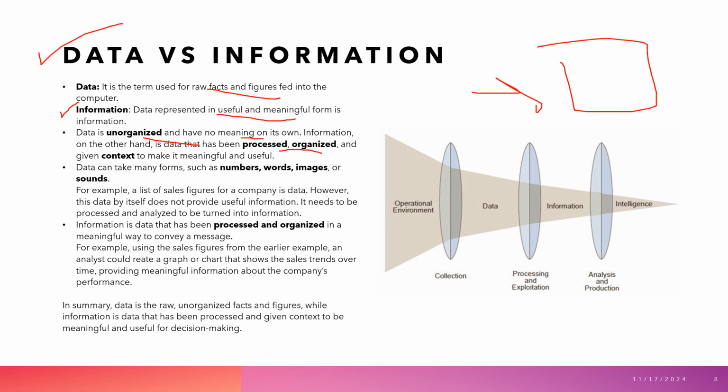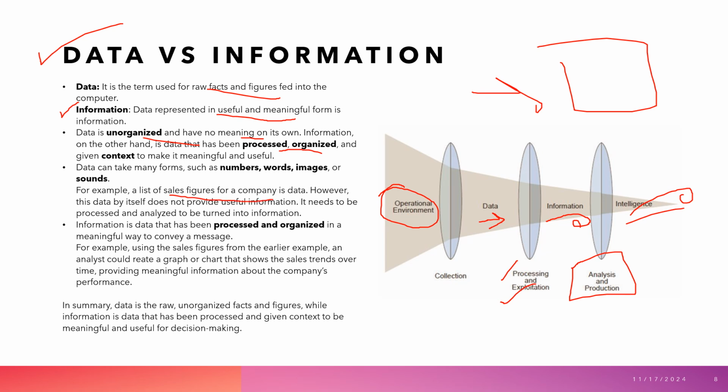If you see this picture on the right hand side, you can see that this is the operational environment. That means the working environment. This data is being passed. When it is processed or exploited, it gives some further information. And the next step is that if you analyze this data, it gives us more intelligent results. That means intelligence.